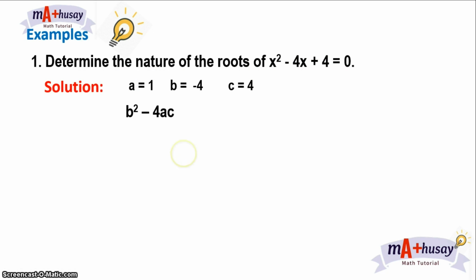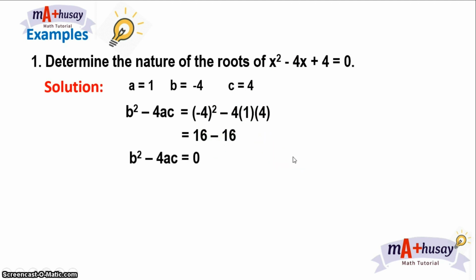Now, substituting these values, we have negative 4 squared minus 4 times 1 times 4. Now we know that negative 4 squared is 16. And we also know that negative 4 times 1 times 4 will give you negative 16. Now as you can see, 16 minus 16 is 0. Therefore, the discriminant b squared minus 4ac is equal to 0.